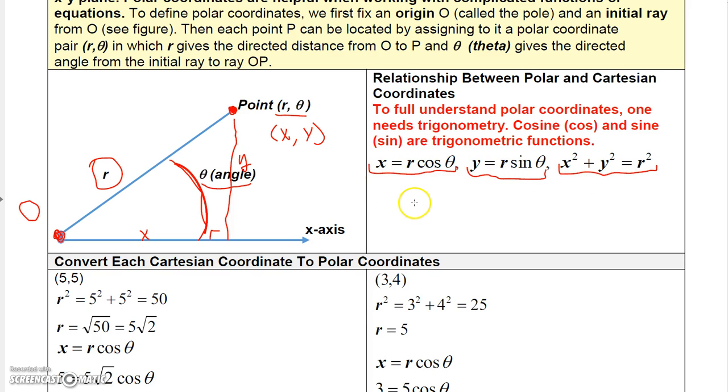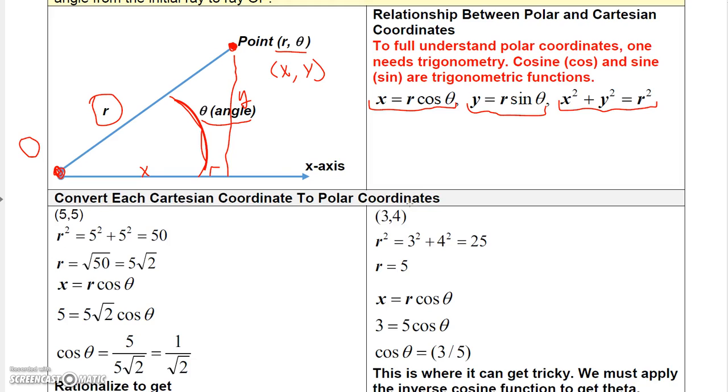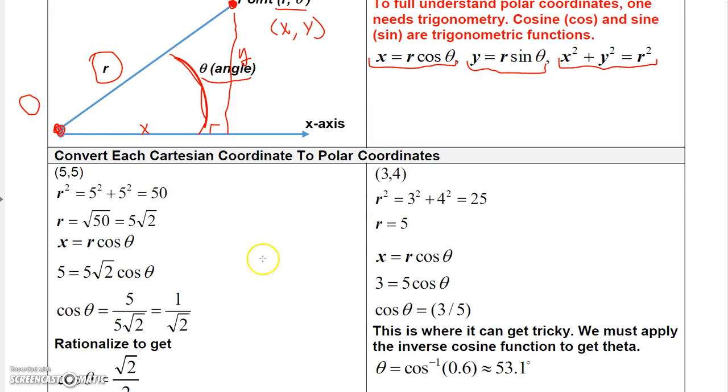So before we get started, let's convert a Cartesian coordinate to polar coordinates, and let me show you how that works. So let's say x is 5 and y is 5. Okay? So, based on this formula, we know that r squared has to equal x squared plus y squared. So r squared must equal 5 squared plus 5 squared, which is 50. So since r squared is 50, r must be the square root of 50, which can be written as 5 square root of 2.